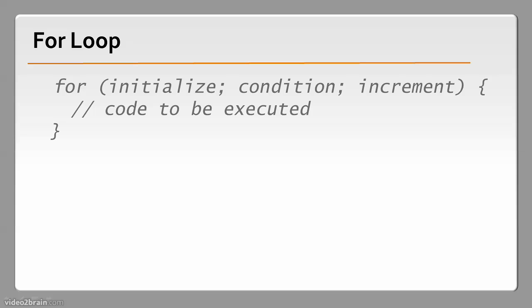The first expression is executed before the loop runs and is normally used to initialize a counter. The second expression sets the condition that determines how long the loop should run. And the third expression is executed at the end of each iteration of the loop. It's normally used to increment the counter. It sounds complicated, but is quite simple in practice.